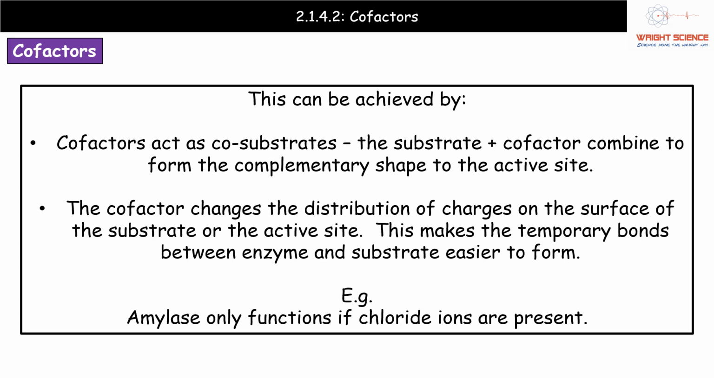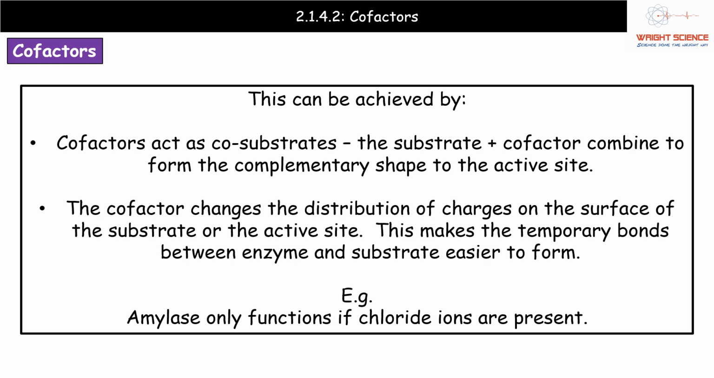So how can we actually achieve this then? First one is that the cofactors could act as what we call a co-substrate. So what that means is that the substrate itself and our little cofactor are going to combine, and when they're together, they form the complementary shape to the enzyme's active site. So that's one of our options.